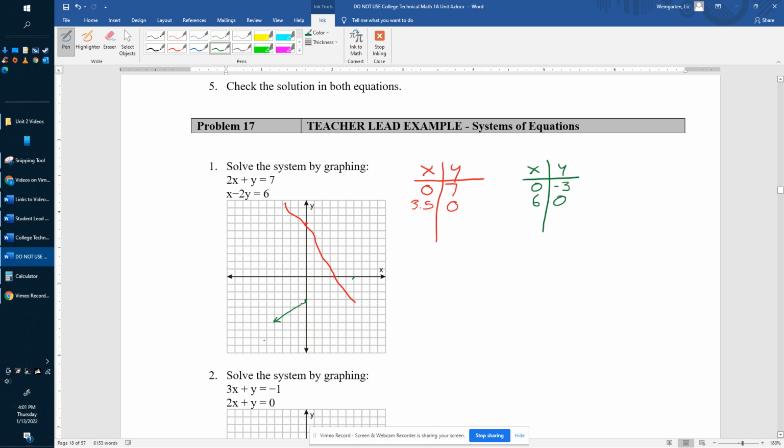Look at me, I'm actually drawing a line. All right, that's like not horribly bad.